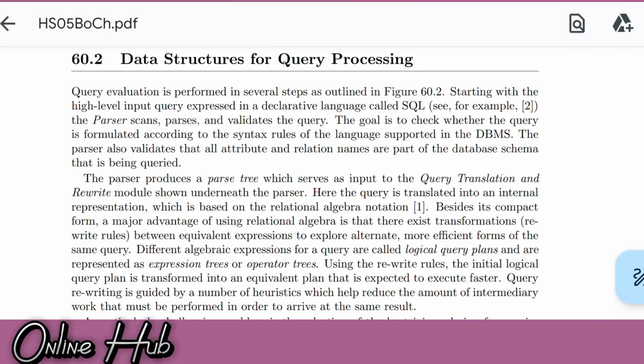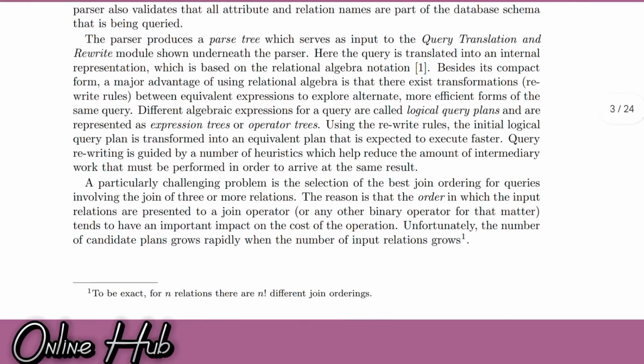Different algebraic expressions for a query are called logical query plans, and they are represented as an expression tree or operation tree. Using the rewrite rules, the initial logical query plan is transformed into an equivalent plan that is expected to execute faster. Query rewriting is guided by a number of heuristics which reduce the amount of intermediary work that must be performed in order to arrive at the same result.